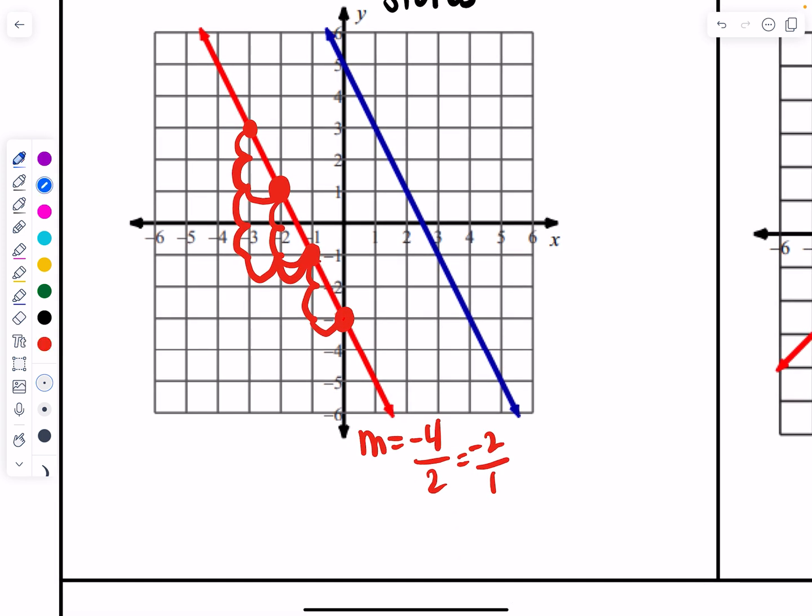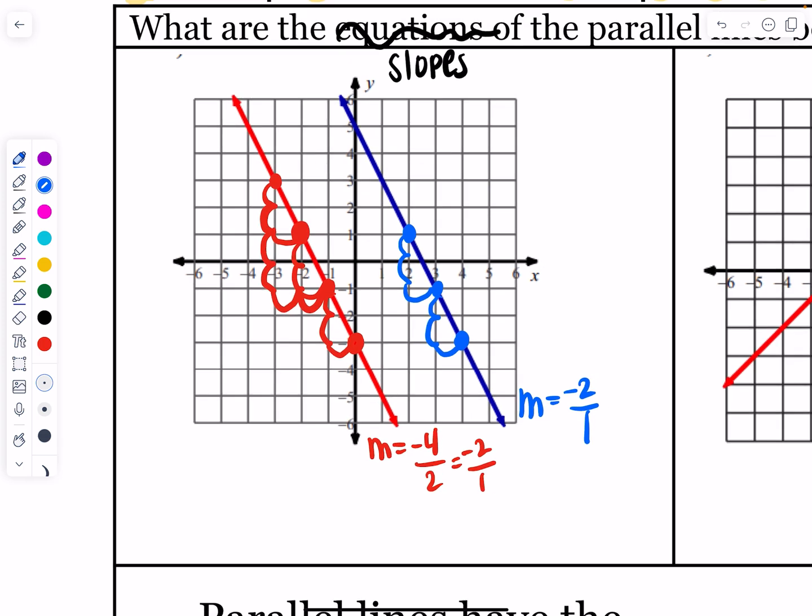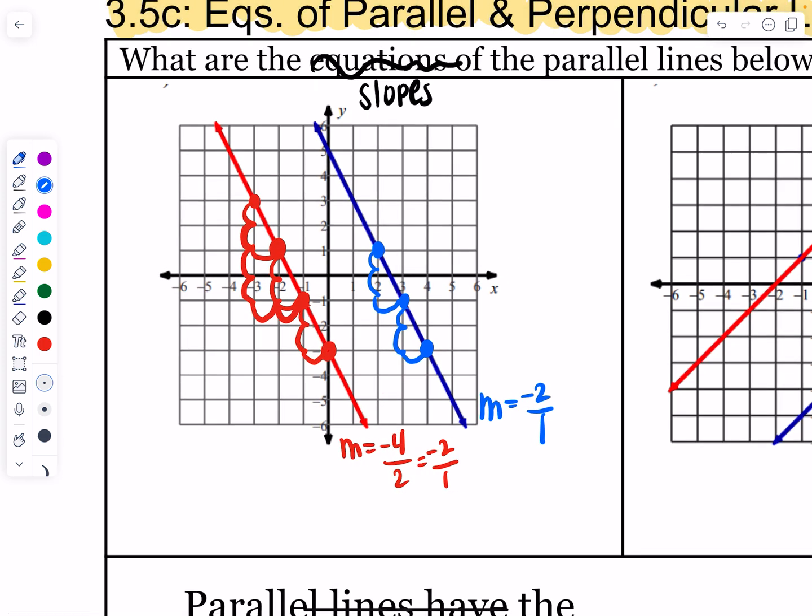My people in blue, we're going to do the same thing. You're going to find 2 points that are on the line, and it goes down 2, right 1, down 2, right 1, and so on and so forth. So that slope is going to be negative 2 over 1. What we're going to look at in class is we're going to investigate if you have two different lines that are growing at the same rate of change, they're never going to cross each other, and thus they're going to be parallel. If every single time the red line goes down 2 and right 1, the blue line is going to do the same thing, so they're never going to cross.